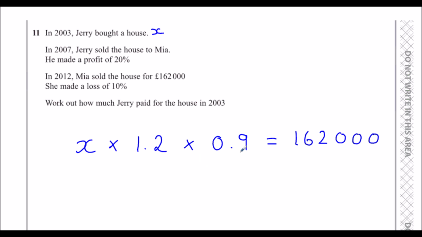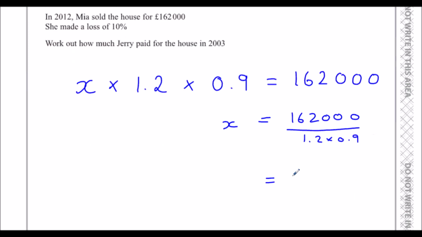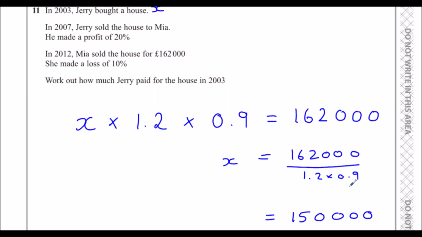So we're going to need to divide by 0.9, divide by 1.2, or divide by these two times together. Either way round, so 162,000 divided by 1.2 times 0.9. Type it into the calculator, and that gives us 150,000. So if we want to check our answer, we can add 20% onto this number, then take 10% off the new number, and see if we get to 162,000, which we should do.